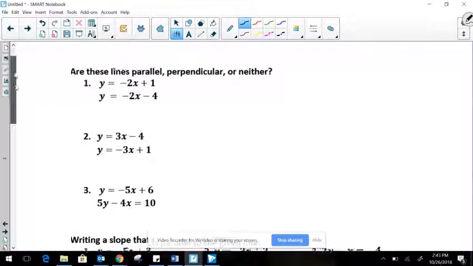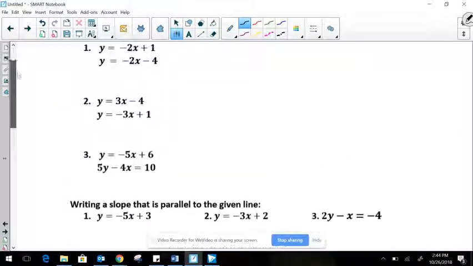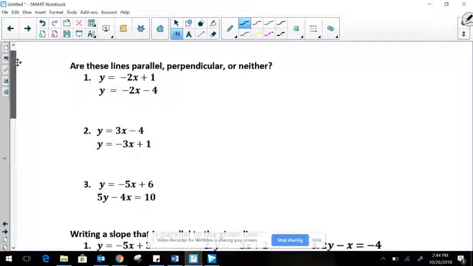These different problems are asking different things about parallel and perpendicular. I'm going to skip around and do a few of them. Number 1, are these lines parallel, perpendicular, or neither? What you're going to do is underline your slope, and I'm going to write my slope is equal to -2, my slope is equal to -2. Those slopes are the same. Parallel lines have the same slope. So these two lines are parallel.